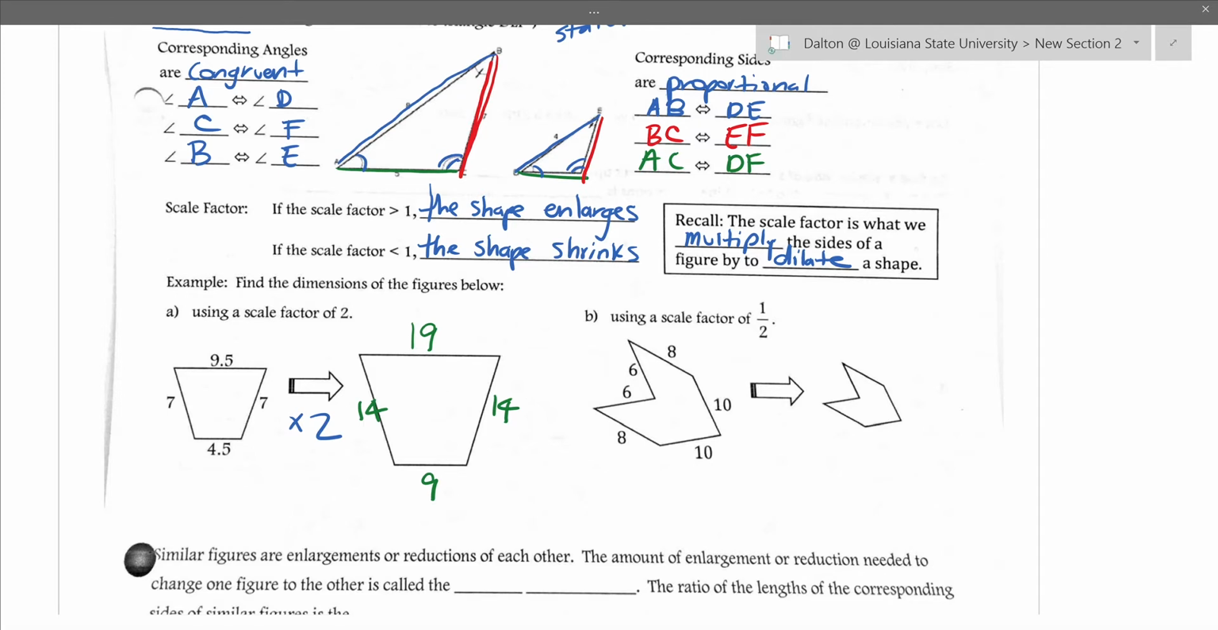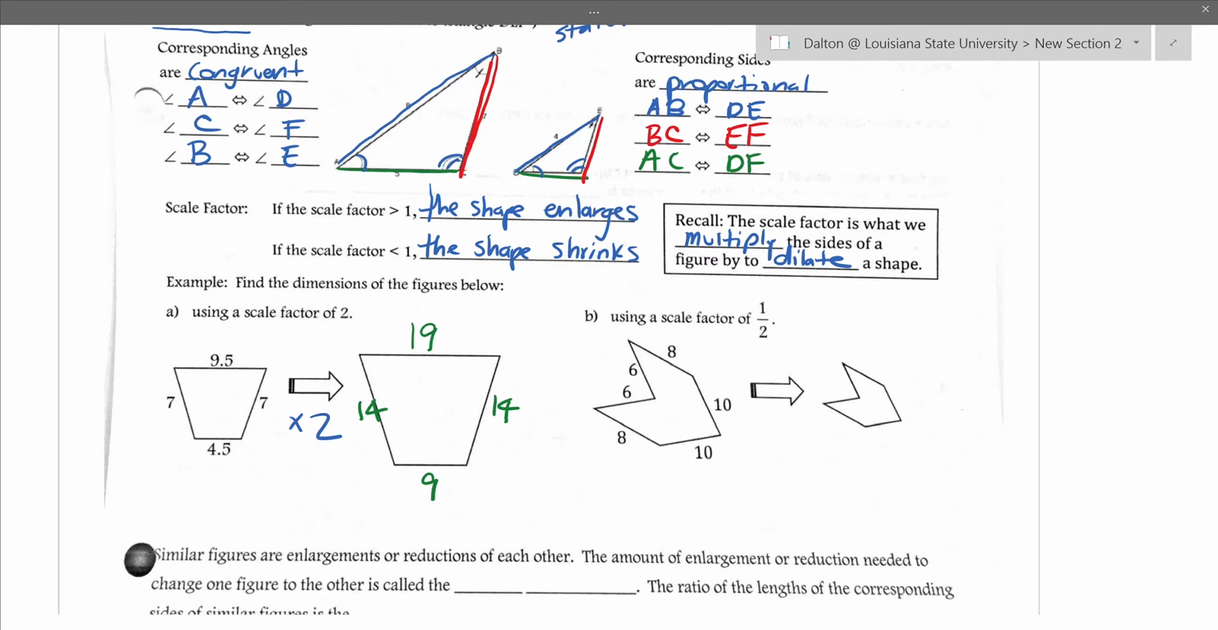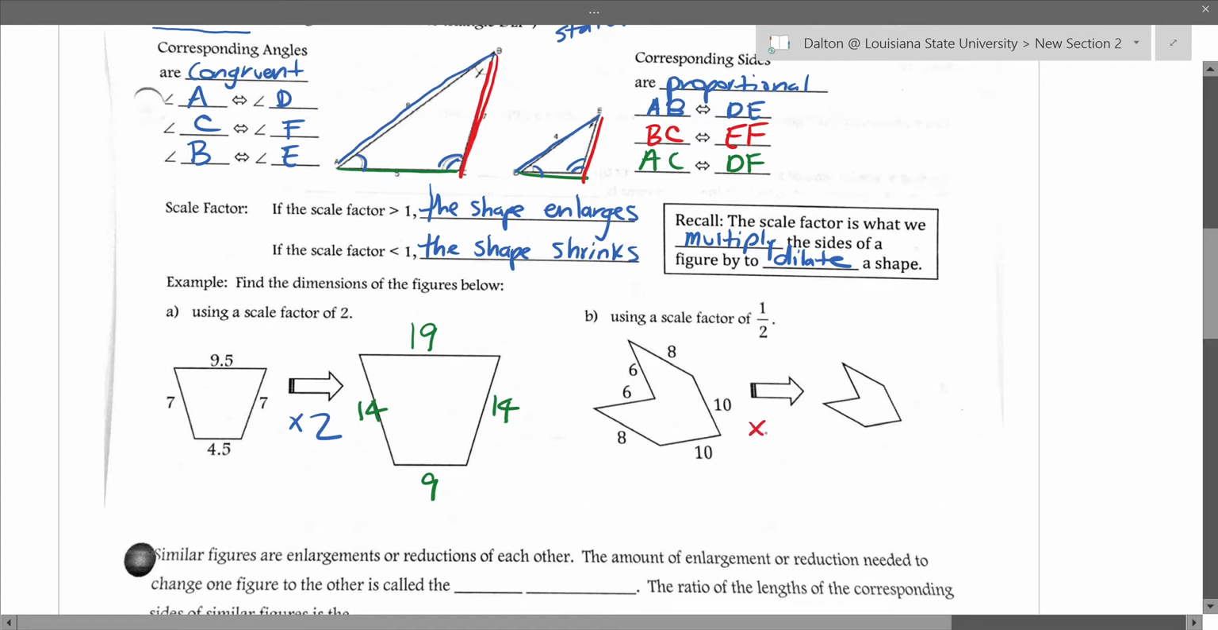So you multiply everything by 2. For part B, it says using a scale factor of 1/2. Okay, so what that's going to do is when you multiply by 1/2, what you can remember is that multiplying by 1/2 is the same as just dividing by 2. So if multiplying by 1/2 is the same as dividing by 2, it's a little bit easier to think of that way, because then if I just think of dividing everything by 2, then that's a lot easier.